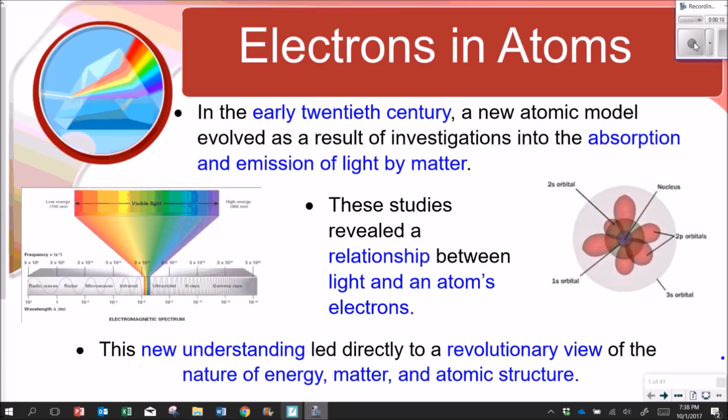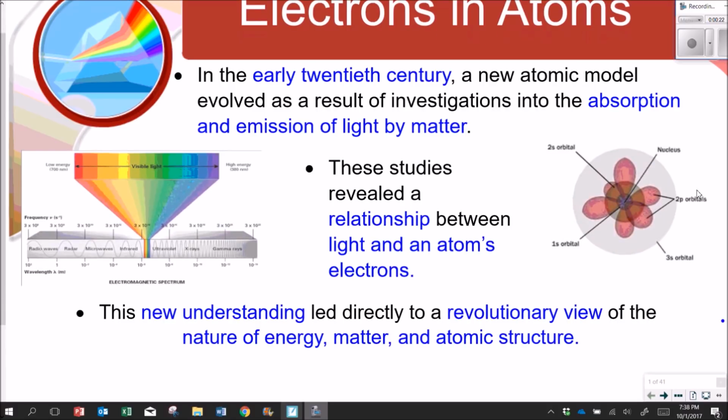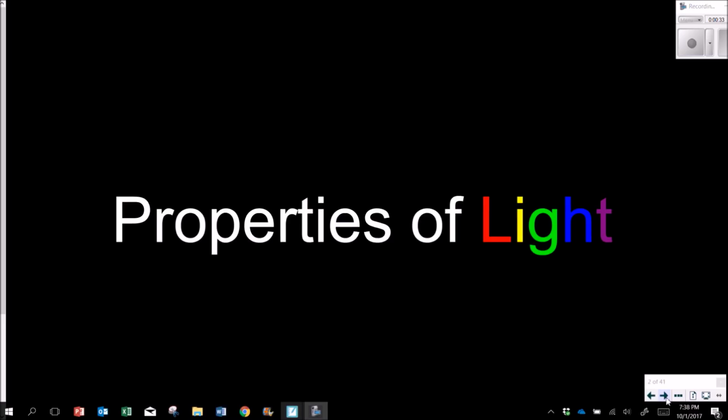In the early 20th century, a new atomic model evolved as a result of investigations into the absorption and emission of light by matter. These studies revealed a relationship between light and an atom's electrons. This new understanding led directly to a revolutionary view of the nature of energy, matter, and atomic structure. We will start by taking a look at the properties of light.